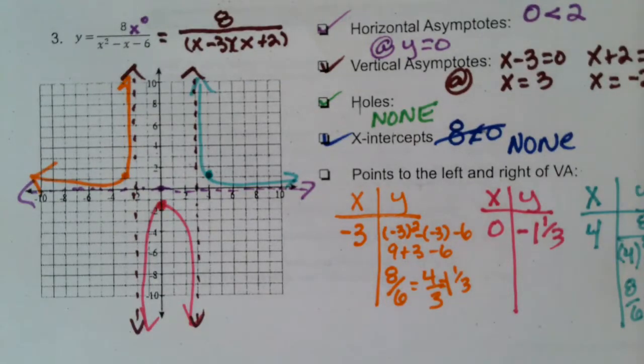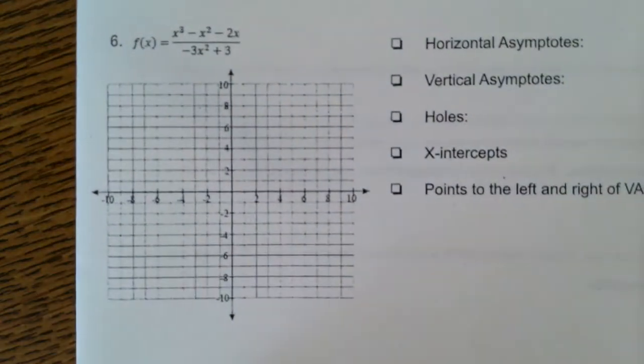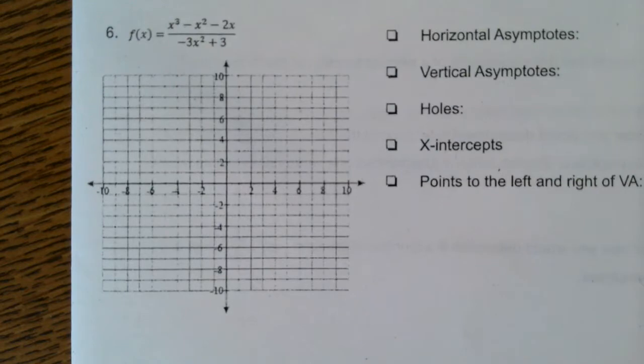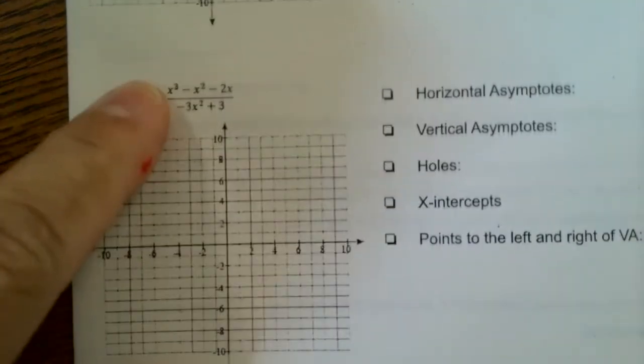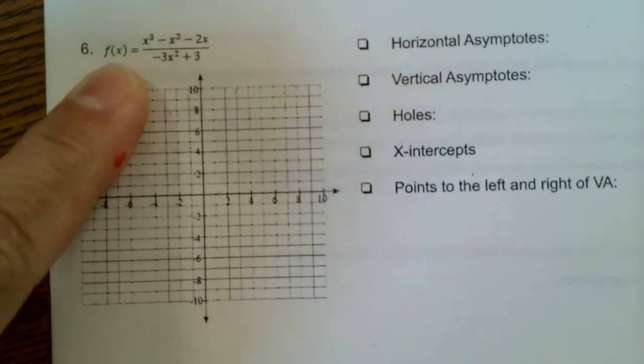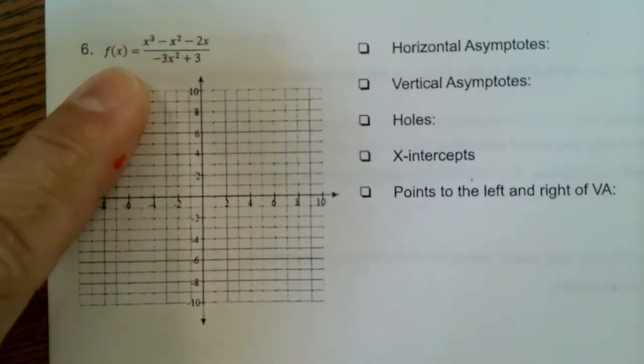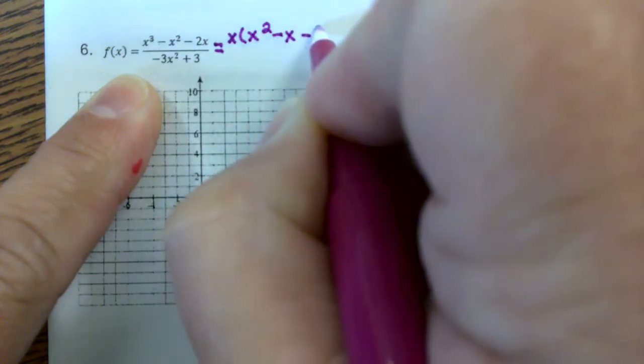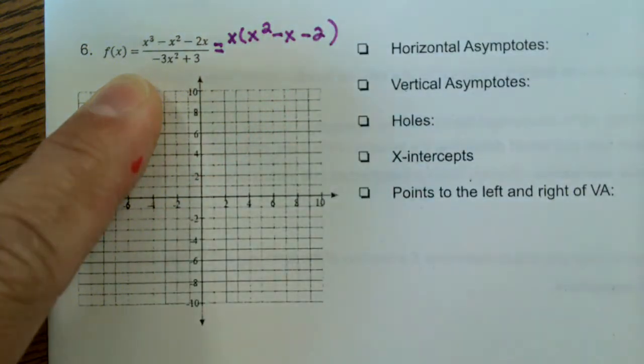All right, we are going to skip straight over to number 6 and talk about number 6. For all of my things here, I need to factor. So let's go ahead and factor this because I can tell there's going to be a lot to do. Okay, so I have a GCF in the numerator. I will factor that out, and I get this.